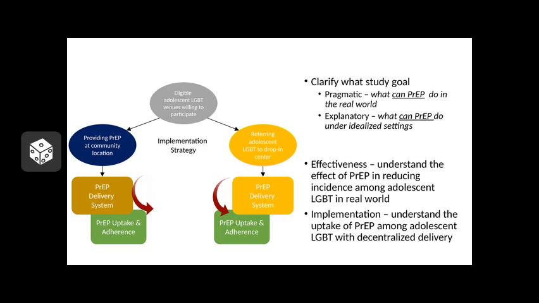So in this sort of pragmatic trial, it is asking the question, what can PrEP do in the real world? Because many of us work in the real world. We are programmers, we're service providers, and we really want to understand in real world settings how we can make things better, as compared to the traditional explanatory RCT, which asks what PrEP can do under idealized settings. So effectiveness here would be about understanding the effect of PrEP in reducing HIV incidence among adolescent LGBT. But actually, what I'm saying is that you may just want to focus on understanding these differential delivery strategies in terms of the uptake of PrEP with decentralized delivery. So it's just asking that question of implementation.